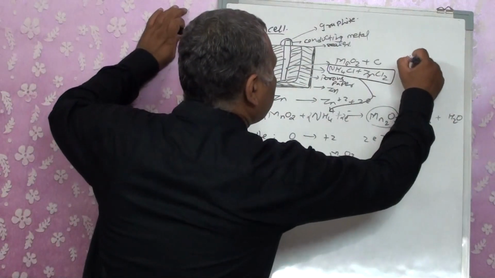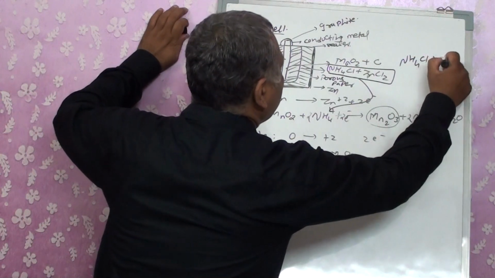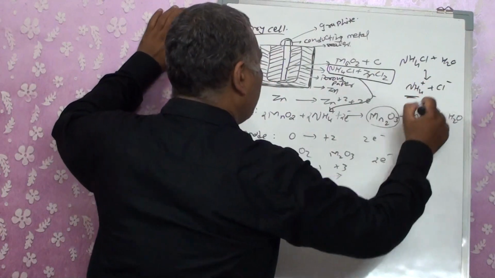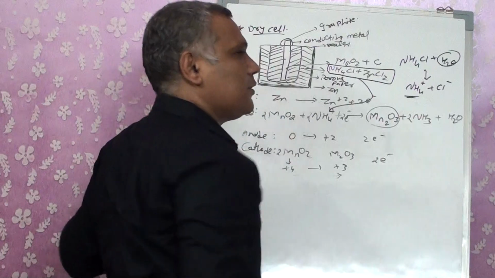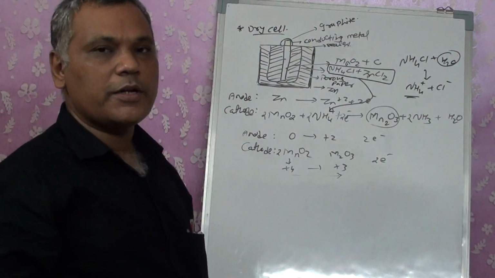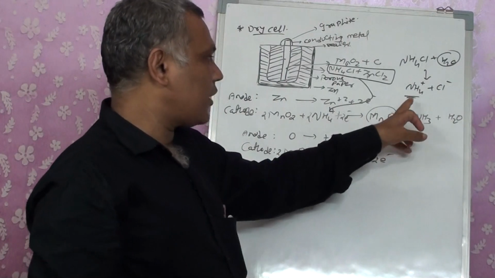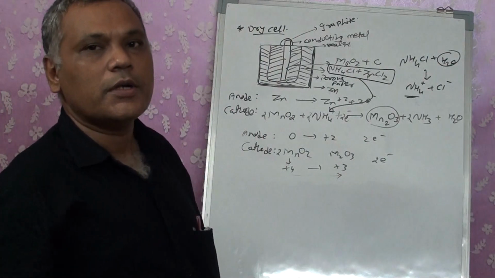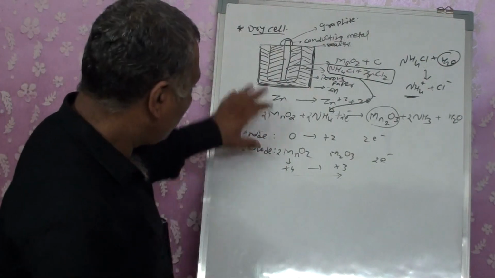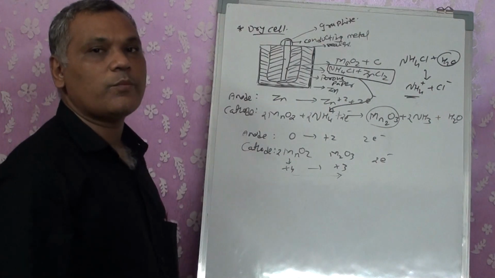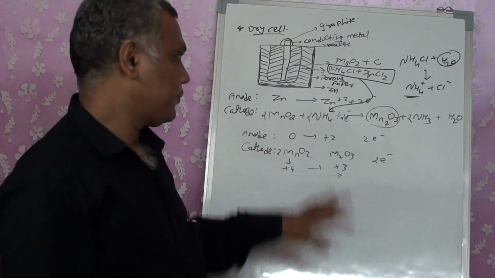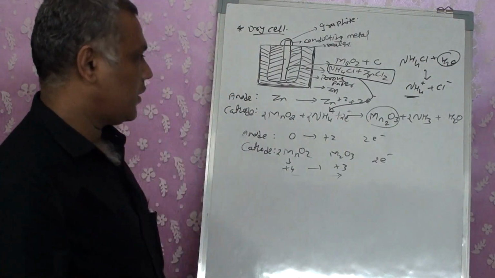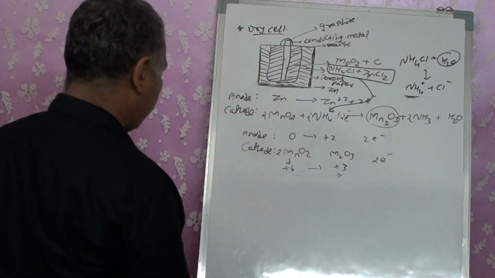NH4Cl in water produces NH4+ and Cl-. If this is not present, that means if the dry cell becomes completely dry, it won't be able to produce NH4+. If it can't produce NH4+, it can't go for the cathodic reaction. That means the reduction won't take place. So to carry out the reaction, it's necessary that moisture should be present in the cell. So this is about the dry cell, right? This is the anodic, this is the cathodic reaction that we are having.